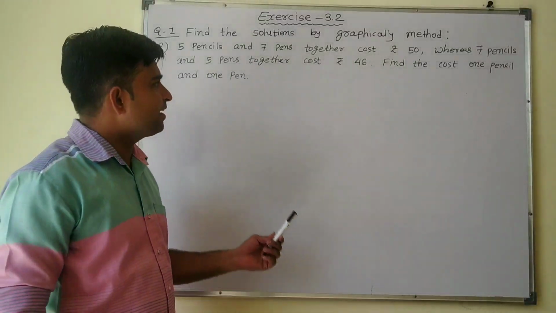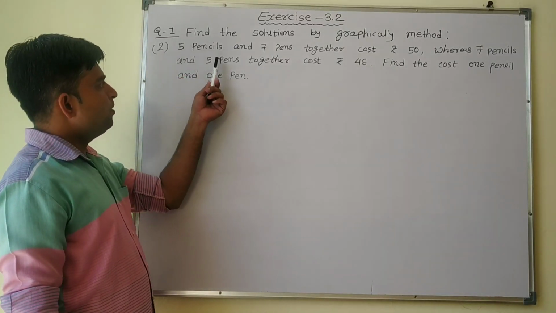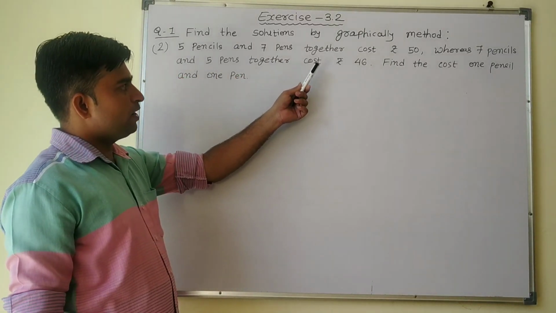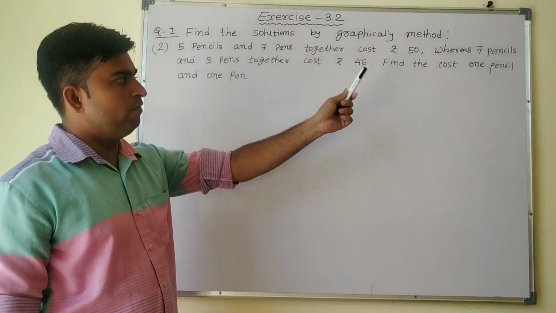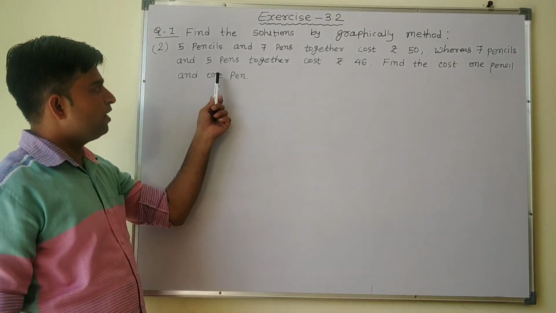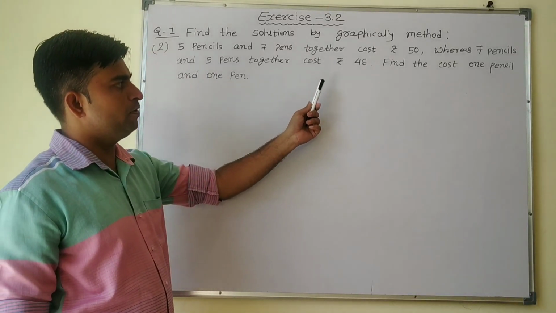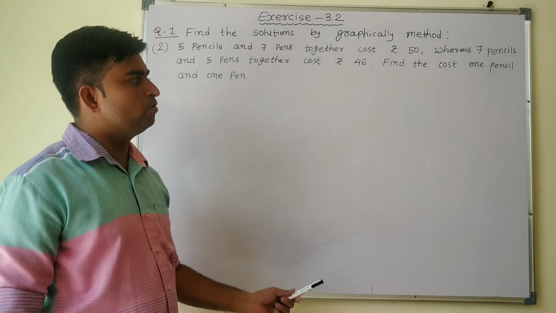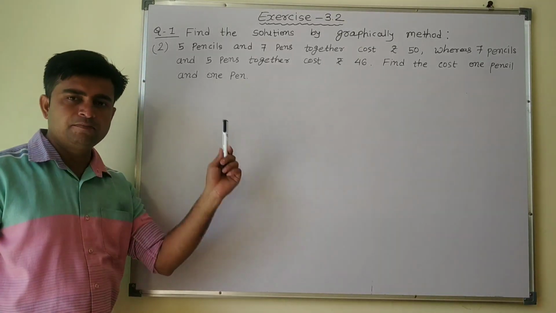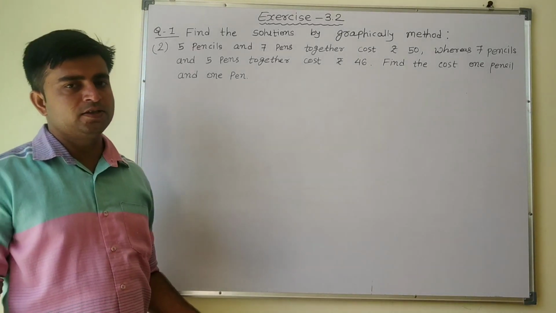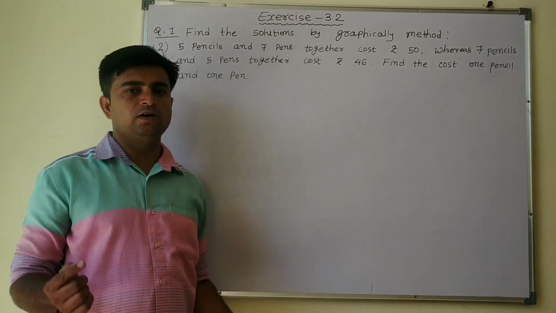Now let's see the second number. 5 pencils and 7 pens together cost rupees 50, where 7 pencils and 5 pens together cost rupees 46. Find the cost of 1 pencil and 1 pen. Here we want to find the cost of 1 pen and 1 pencil.